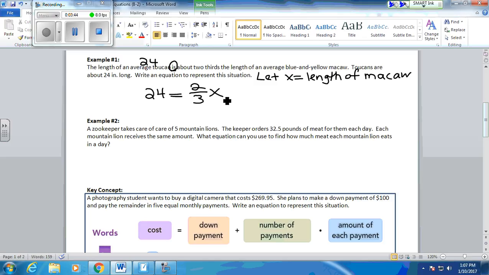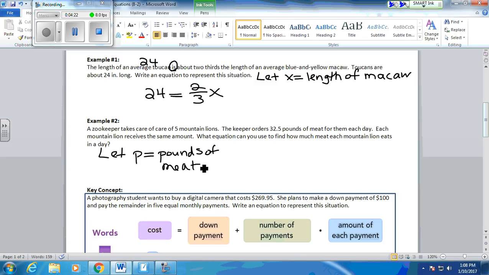Number 2 says that a zookeeper takes care of 5 mountain lions. The keeper orders 32 5/10 pounds of meat for them each day. Each mountain lion receives the same amount. What equation can you use to find how much meat each mountain lion eats in a day? Again, we look through the question, we have to decide what it is that we don't know. It says, what equation can you use to find how much meat each mountain lion eats? So that sounds like I'm going to say, let P be the pounds of meat. This is how much he eats a day.